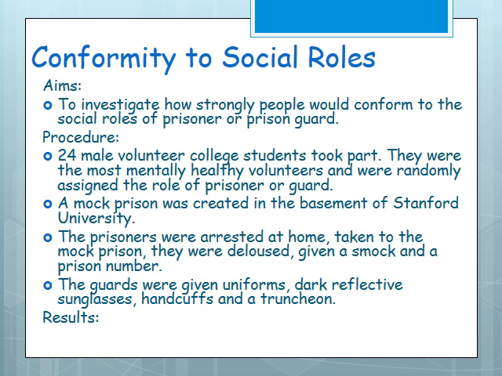The results were the prisoners became very withdrawn and passive and submissive to the role of the prison guard. The prison guards became very aggressive, tyrannical. They made prisoners wash the toilets with their hands. Okay. The study had to be stopped after 6 days. It was meant to run for 2 weeks. So therefore, Zimbardo concluded that people do conform to the social roles.